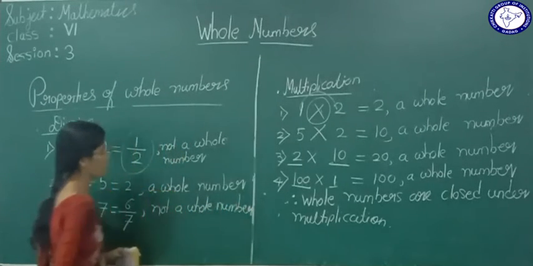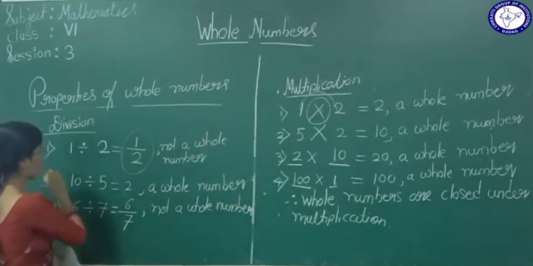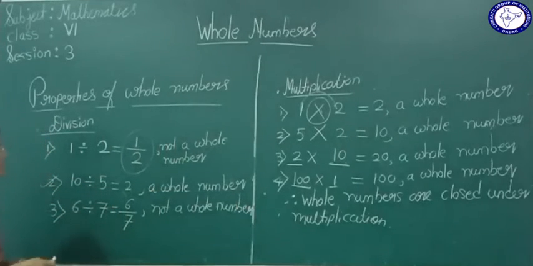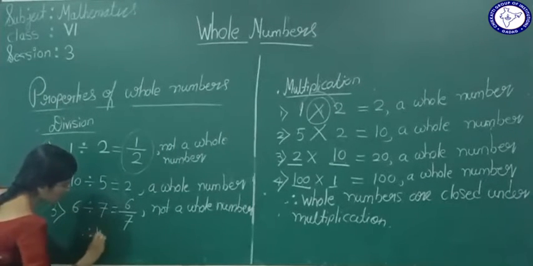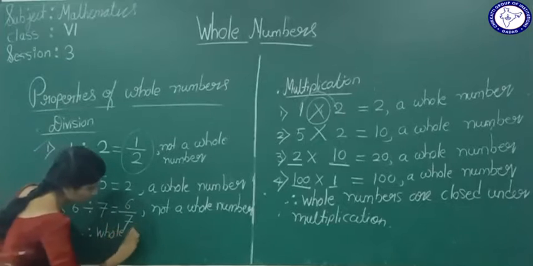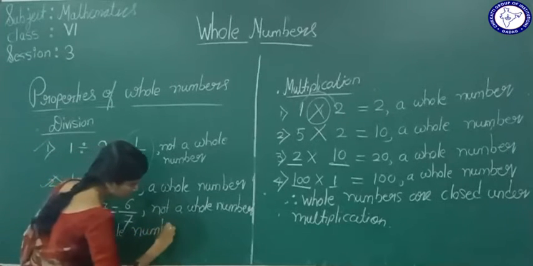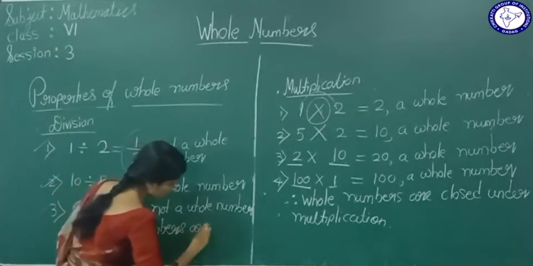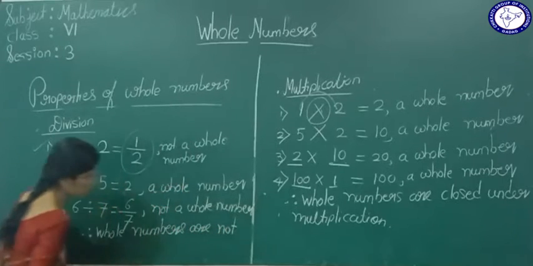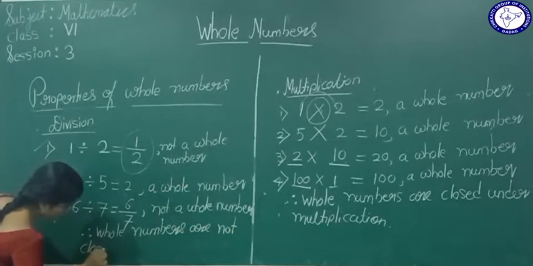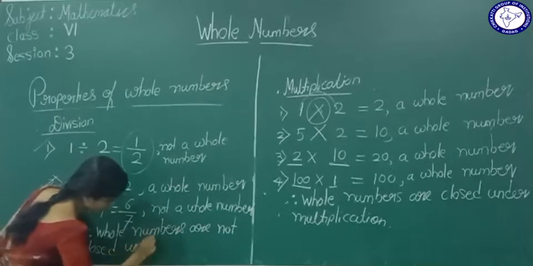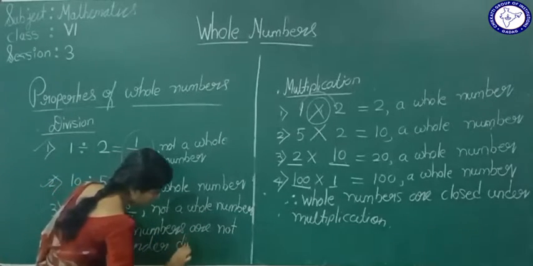Now see, for some examples it is coming a whole number. For some other examples it is coming not a whole number. What can we tell now? Whole numbers are not closed under division.